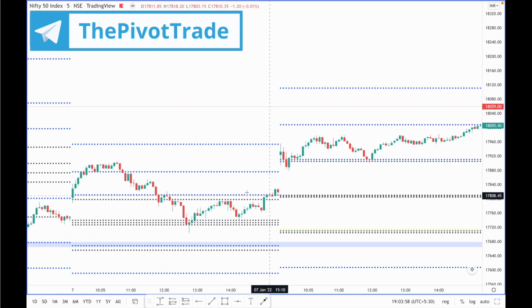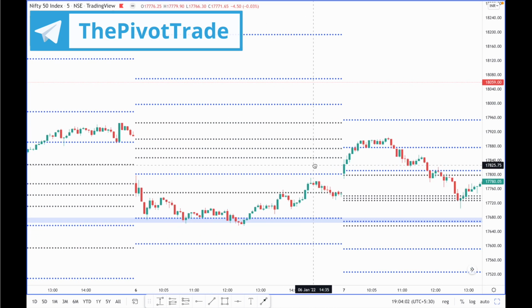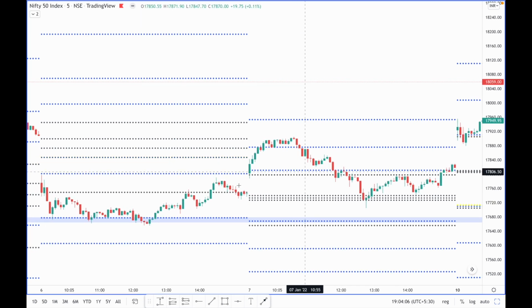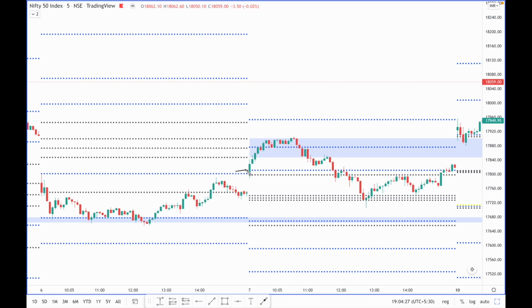Now let me show you important areas that we see in terms of virgin CPR. See, now this is an important virgin CPR. You can just simply mark a box here. Price opened with this very strong bullish candle, and then very strong green candles it kept making. Almost no reds in the middle.